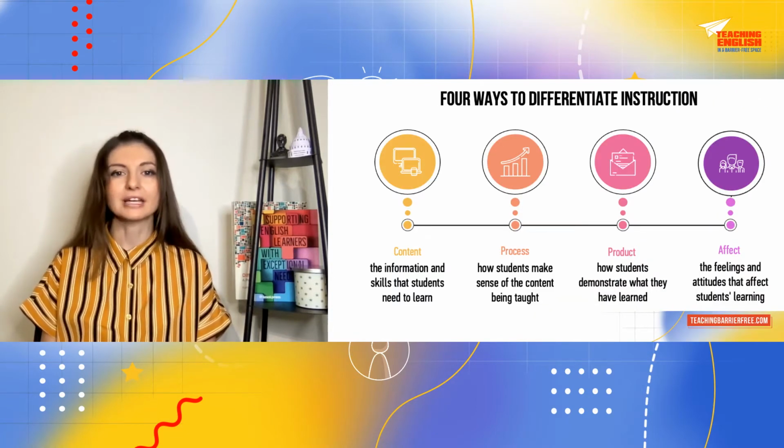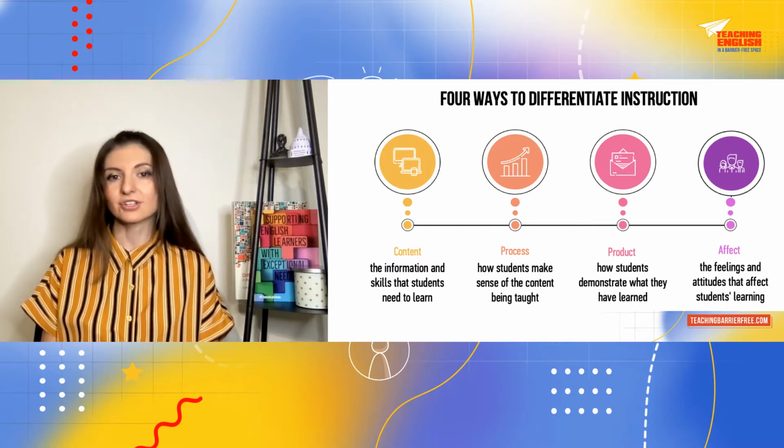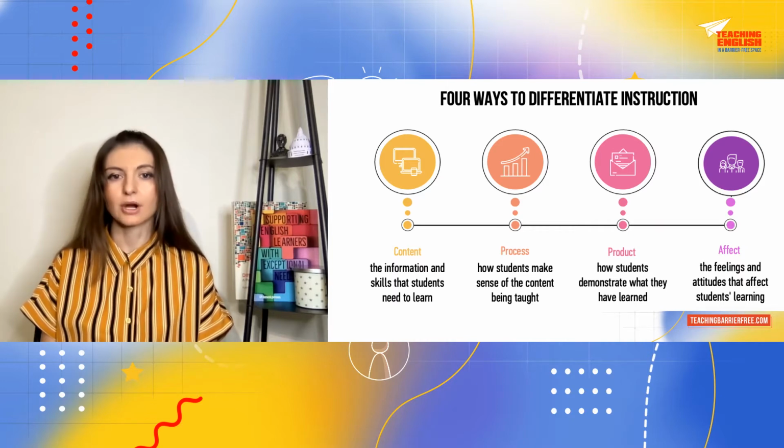Thompson and Imbo describe differentiation as creating a balance between academic content and students' individual needs. They suggest that this balance is achieved by modifying 4 specific elements related to curriculum: content, process, product, and affect.